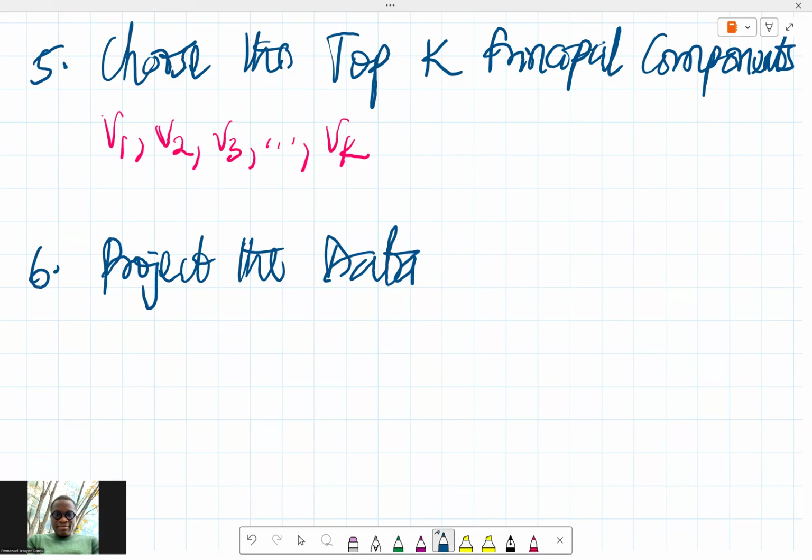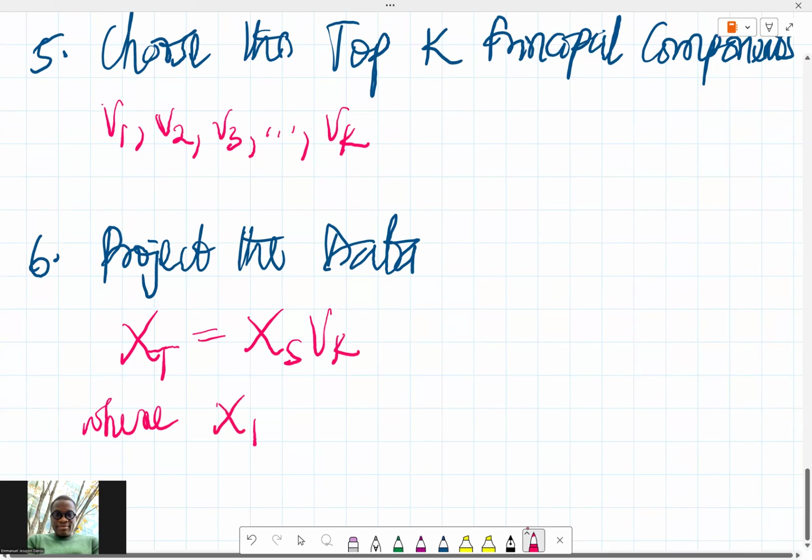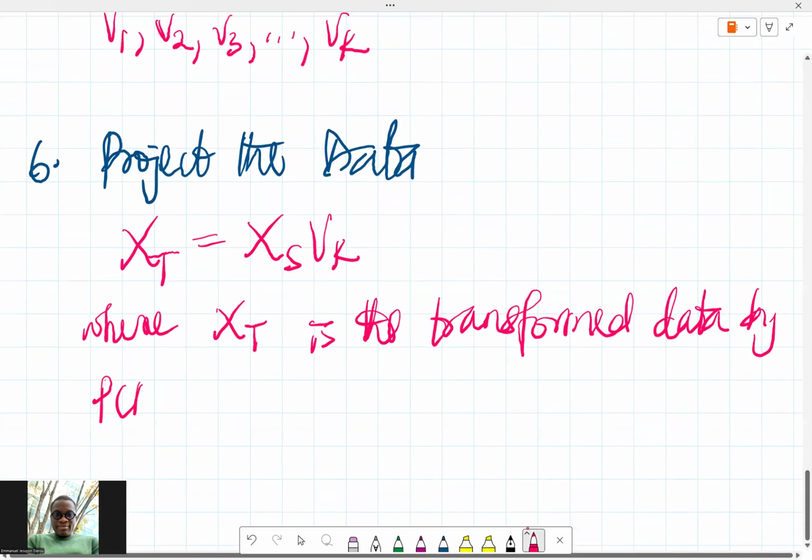So the original data is projected onto the selected principal components to obtain the transformed data. The formula for projecting data is this: X transformed, Xt, equals Xs, that's the standardized data, multiplied by the Vk you would have chosen up there. Where Xt is the transformed data, the transformation that has been done by PCA, and Vk is the matrix.